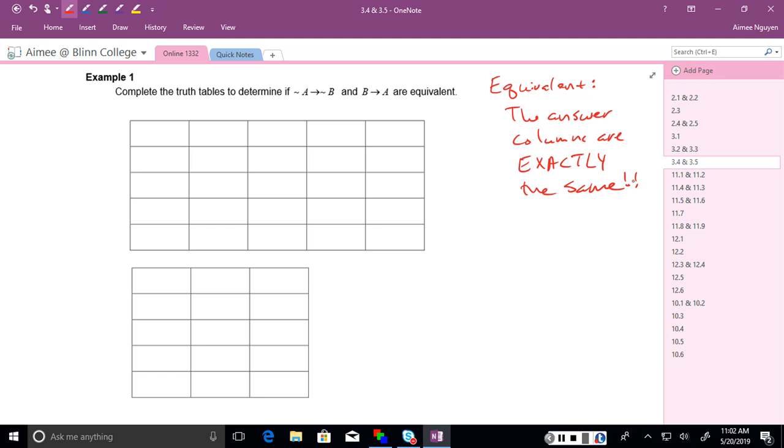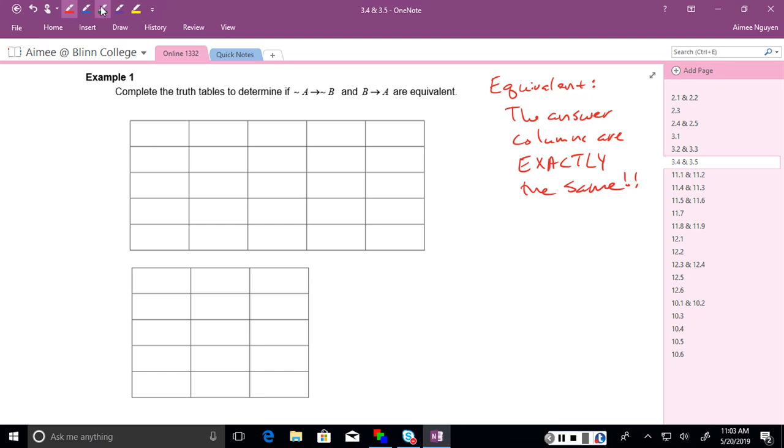So again, this is why it's so important to always follow those steps for setting up a truth table. Everything in alphabetical order across the top, right? And then the idea of cutting the first column in half, and then each column after that in half. That way you will always end up with things that are in the same order, so you can decide if the statements have the same truth tables, right? Have the same answers. So in example 1, I want to complete the truth tables to determine if not A, then not B, and if B, then A are equivalent.